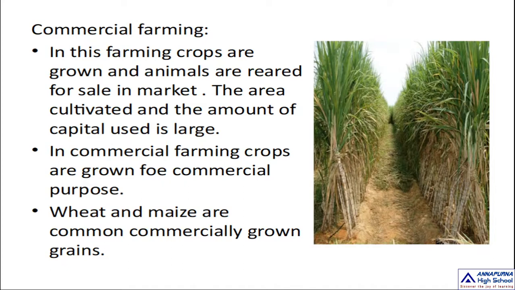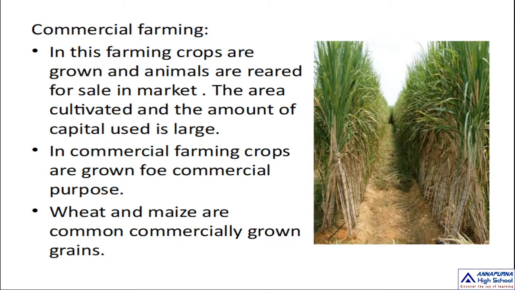The area cultivated and the amount of capital used are large. In commercial farming, crops and animals are reared with the purpose of earning money. Most of the work is done by machines. Commercial farming includes commercial grain farming, mixed farming, and plantation agriculture.